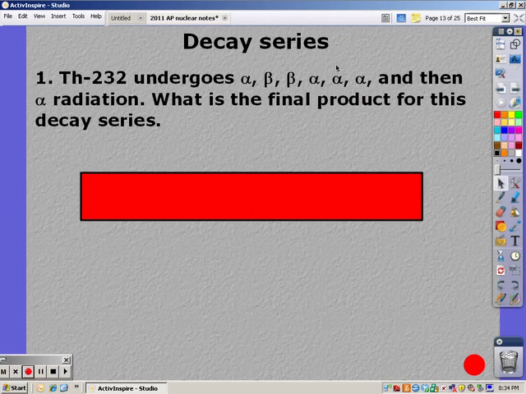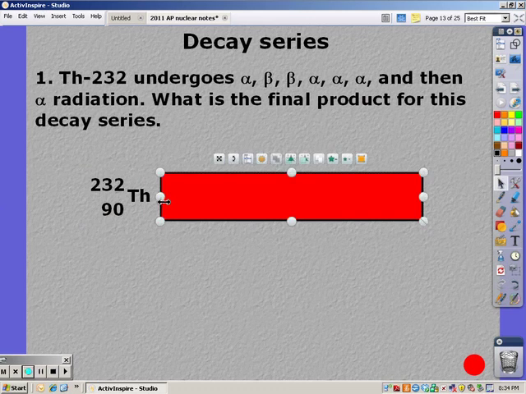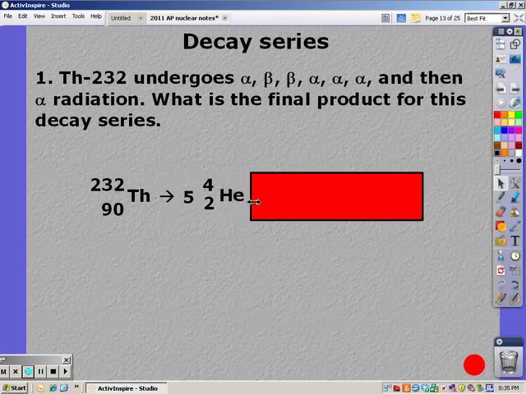Thorium-232 undergoes alpha, beta, beta, alpha, alpha, alpha, and then alpha radiation. What is the final product for this decay series? So we're starting with thorium-232, and it's undergoing decay, so we have our arrow. And then you can count up our alpha. We have 1, 2, 3, 4, 5 alpha. So we can have the coefficient 5 alphas. Then we have 2 betas. And now it's just like the problem we had before. So pause the video and try this one on your own, restarting when you figured out what the final product is.